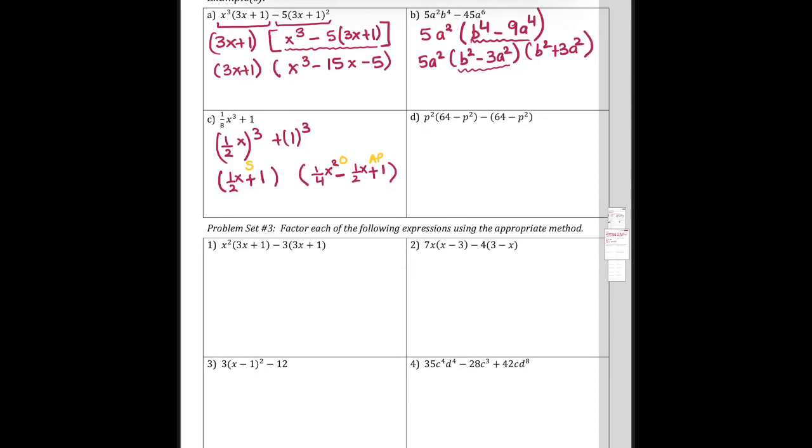Okay, letter D. So now again, look at your two terms. This is the first one, and I'm going to say there's an invisible one here, and this is the second. What's common in both of them? 64 minus p squared, right? What am I left with? p squared minus 1. And check, can these be factored further? Yes, both of them can be, because they're perfect squares. They're difference of two perfect squares. So this would be 8 minus p and 8 plus p. This would be p minus 1 and p plus 1. And that's basically it.